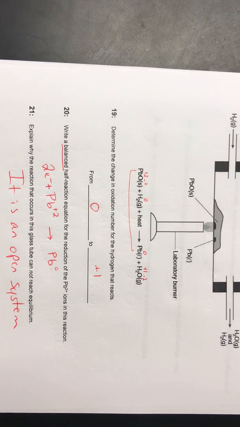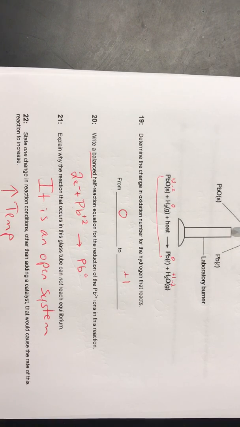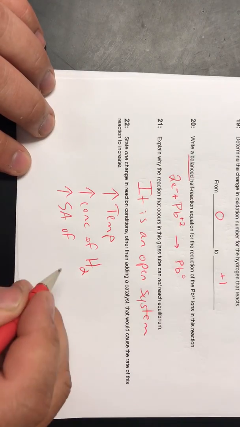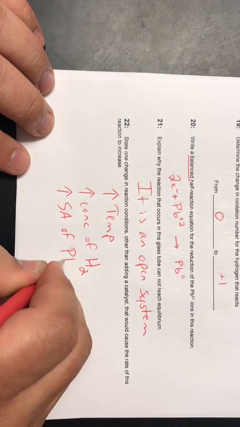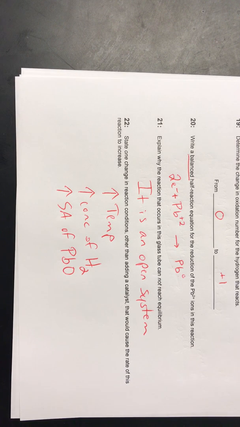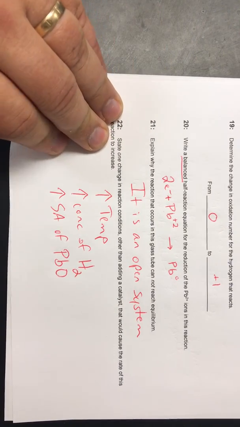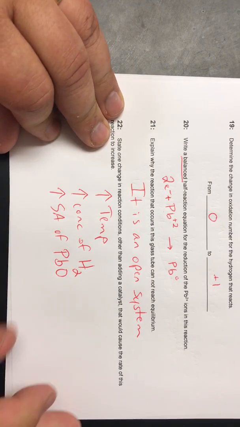Or we could also change the surface area of the PbO. So if we made them smaller pieces, so maybe increase the surface area of the, oops, sorry, I'm again off the screen, of the PbO, okay, of the metal oxide, of the lead II oxide. Okay, that's increase surface area. That's what the SA stands for. All right, and then that question is done.